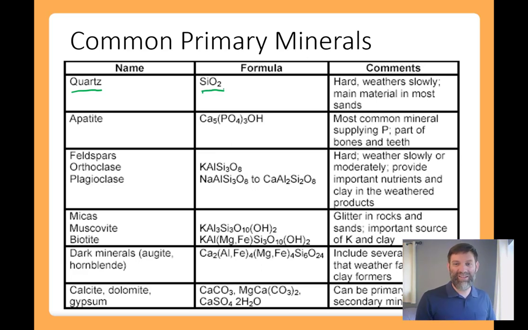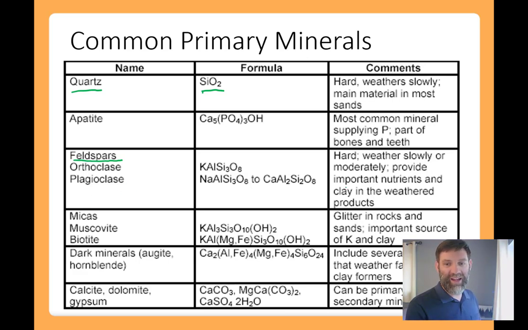It's hard, it weathers slowly. You get a lot of sands from it because it is resistant to weathering. A couple others that are important: the feldspars. Orthoclase and plagioclase are examples of feldspars. There are a couple others and some different names that get thrown around. Plagioclase is a group. We're keeping it at the surface level here, but feldspars are somewhat hard, but they weather a little faster than quartz, and they're also extremely common.